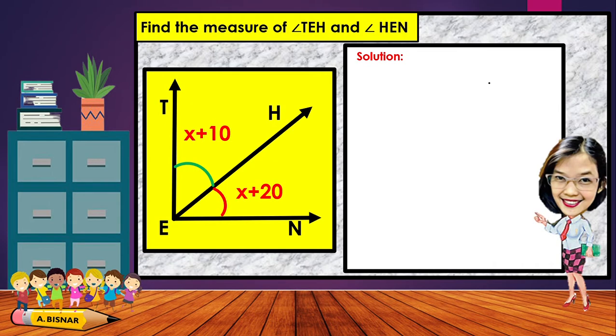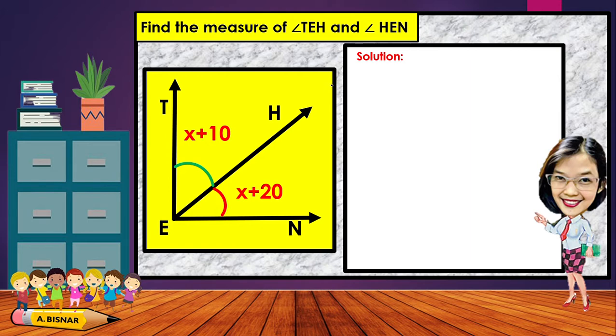Well, how about with this one? Find the measure of angle TEH and angle HEN. As you observe, the given measures of the angles have x, which means there is a missing value. So, we have to find the missing value in order to find the missing measure of the angles. So, how are we going to do that?